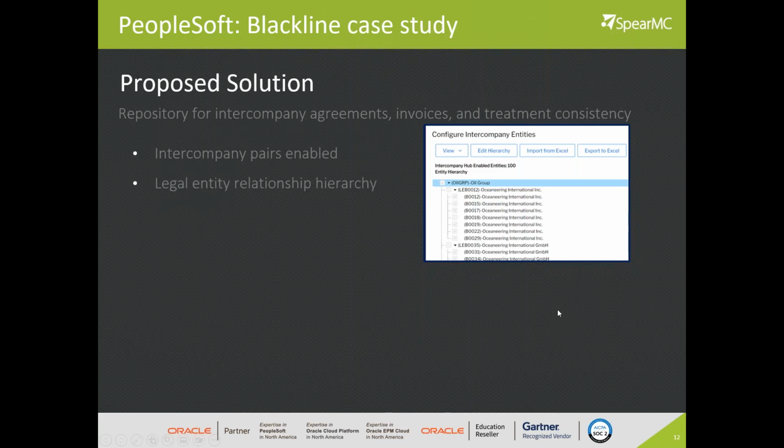We needed to build a legal entity relationship hierarchy. We had a lot of business units that were many to one with a legal entity, and we were currently building that structure outside of our applications. So our solution was that we wanted both applications and other applications to have access to this structure. So we built that in PeopleSoft, and then we integrated it to Blackline.